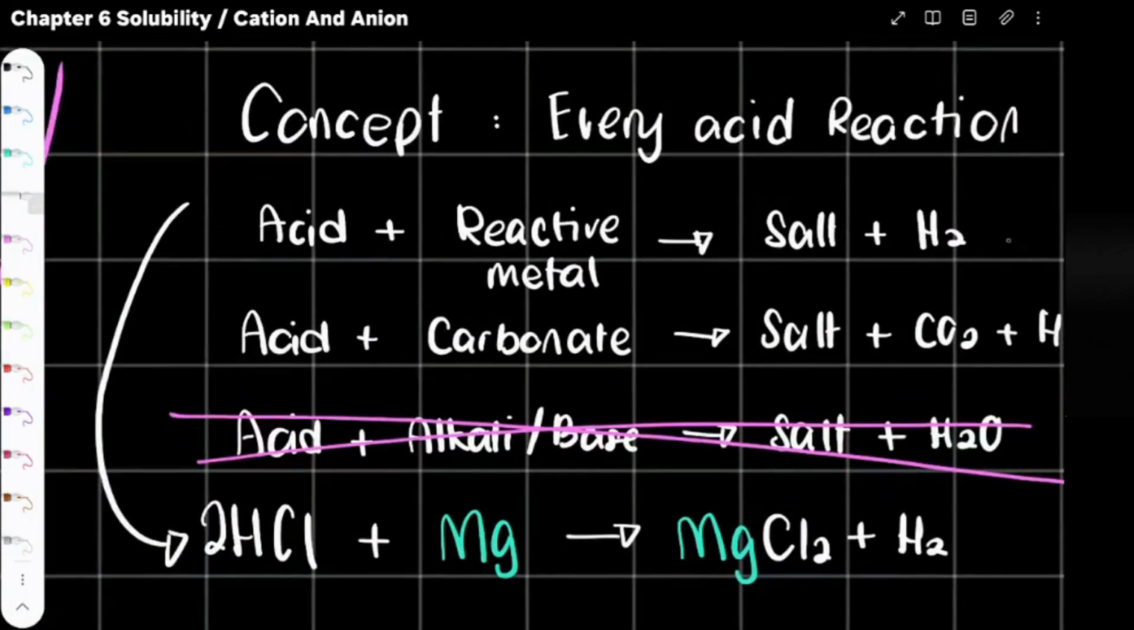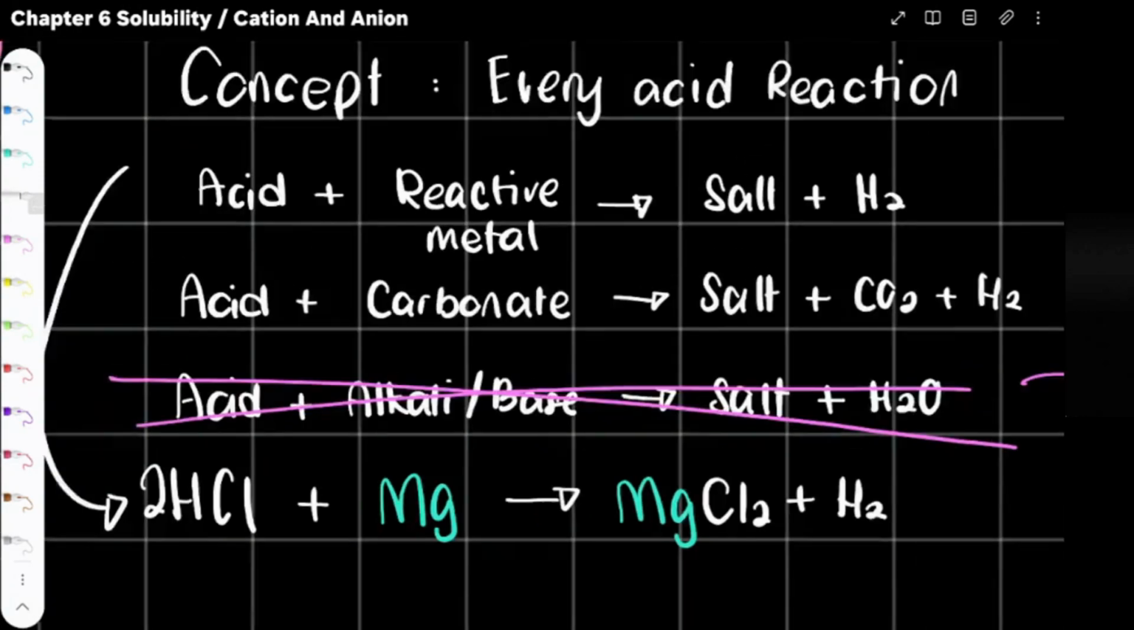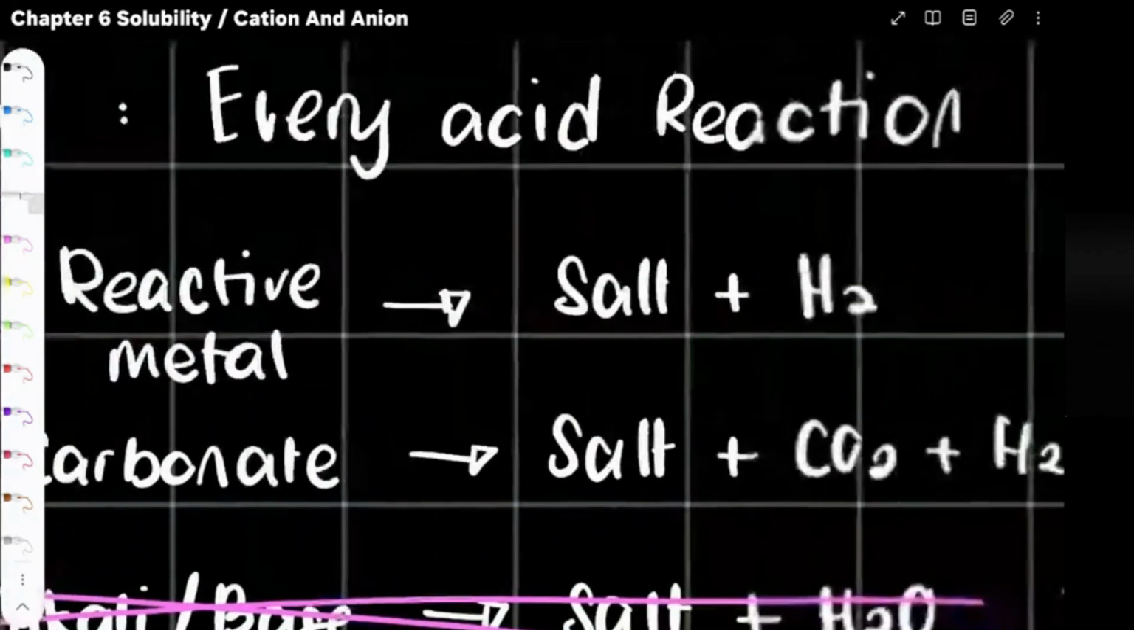We're actually going to use the top one here. Carbonate, we can use it, but the metal one is better. I don't know how to use the carbonate actually, but all you need to know is how to use the top one. So you're going to need a reactive metal and the salt that we want.